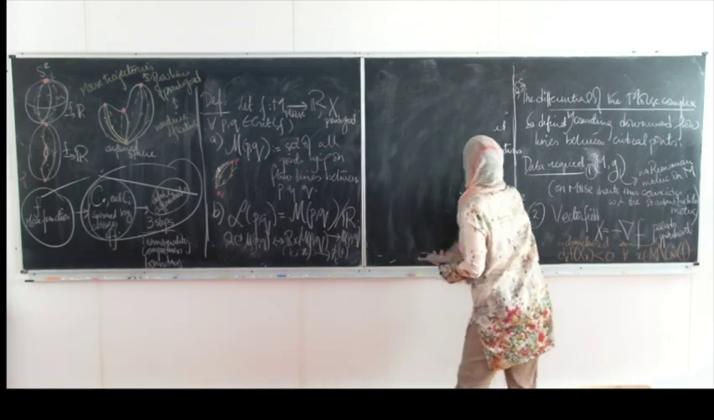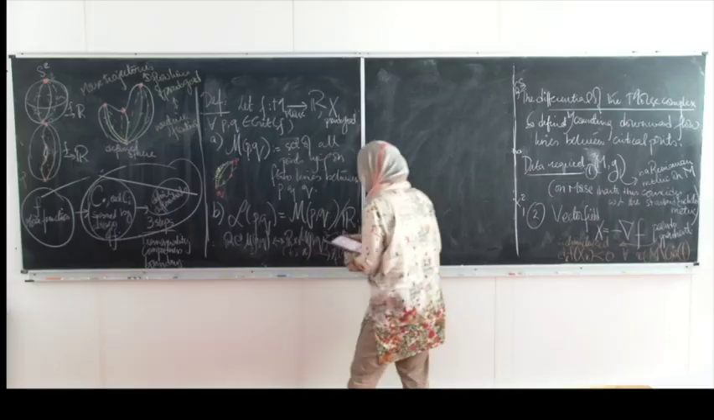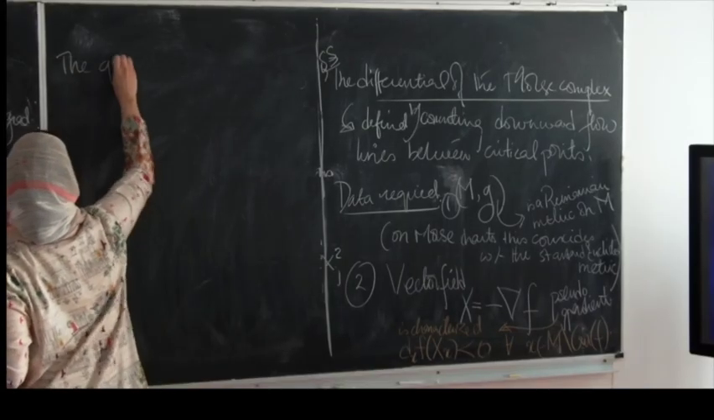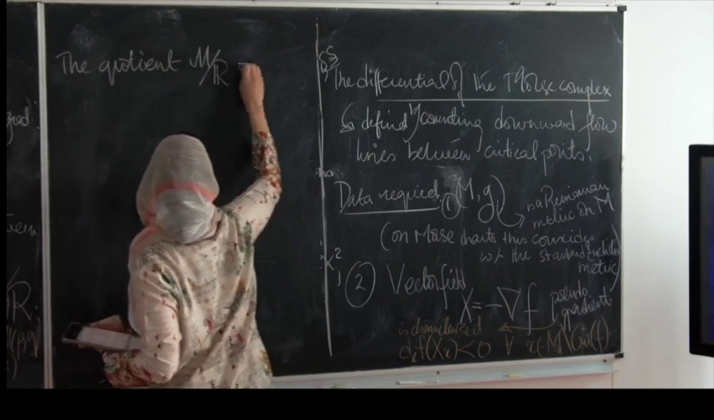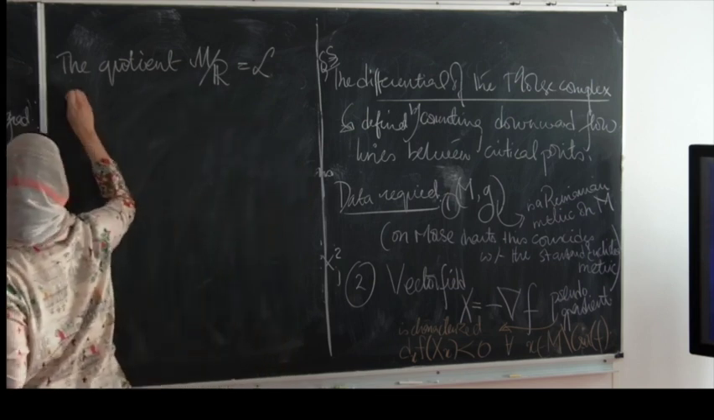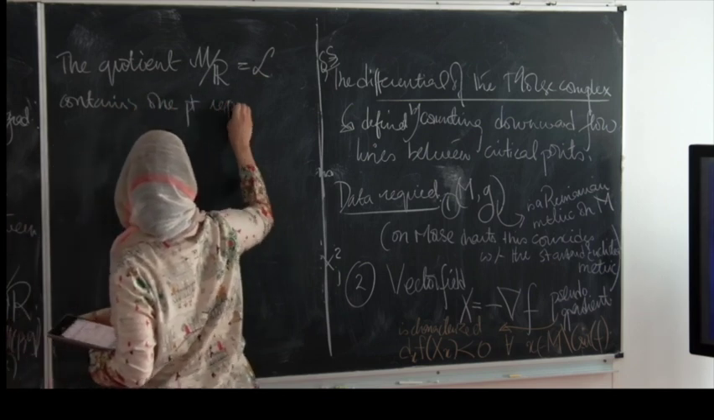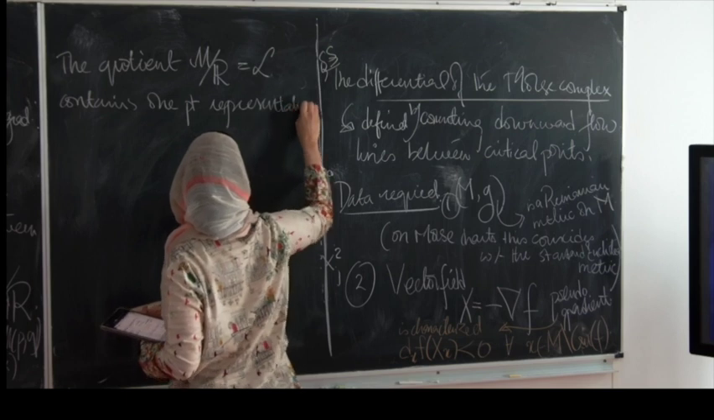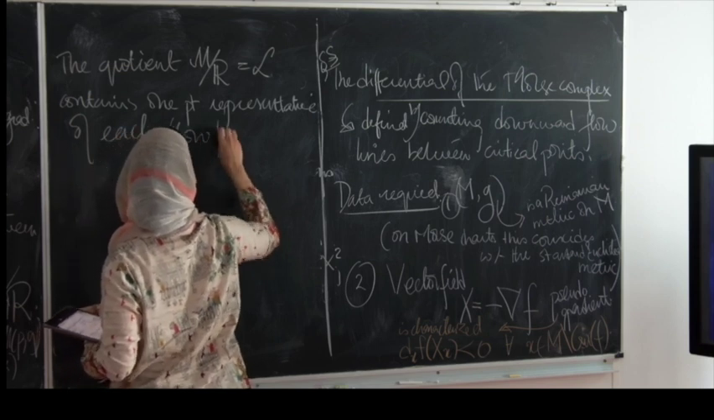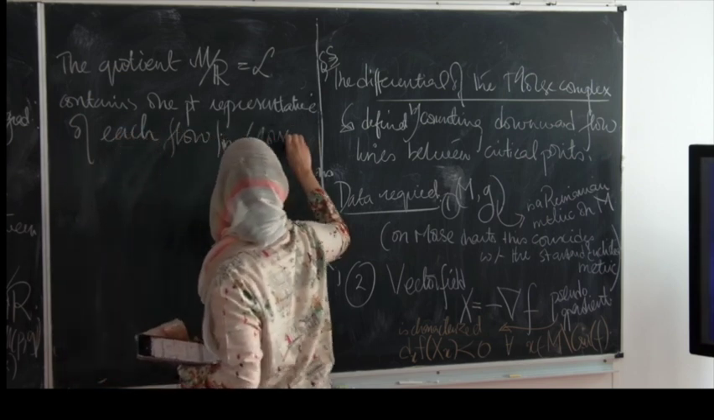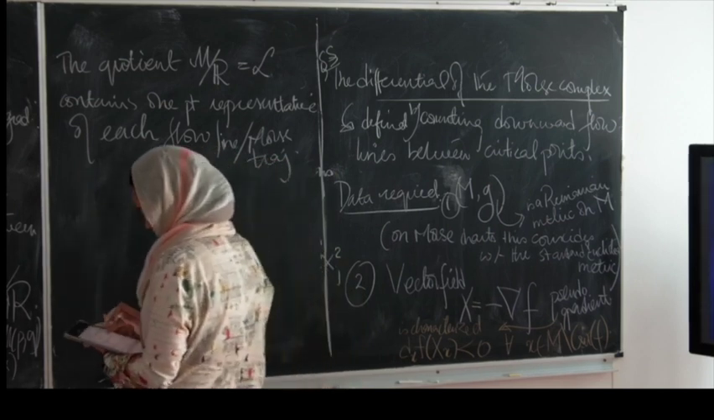Okay, so you have L_PQ, the quotient, which contains one point representative of each flow line or Morse trajectory. That's the definition.